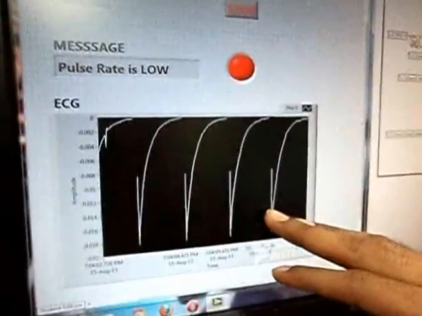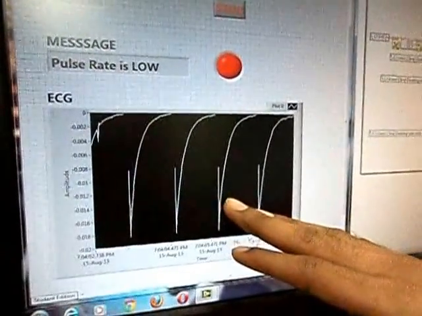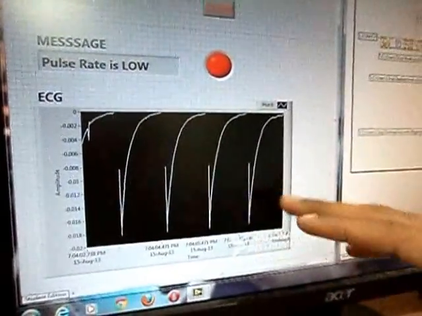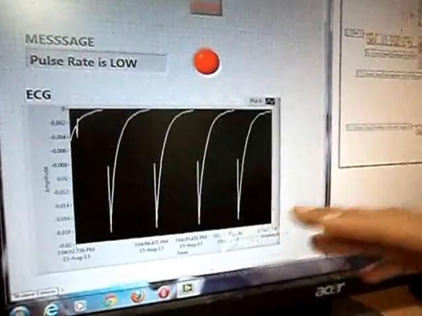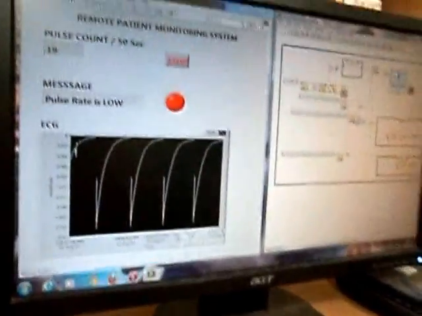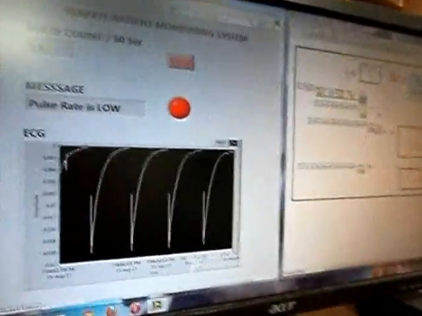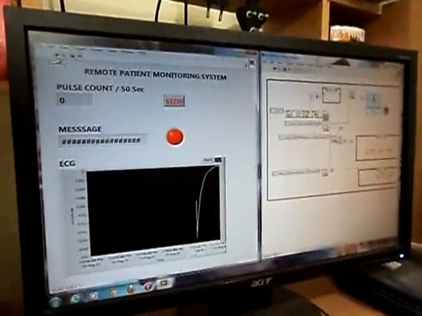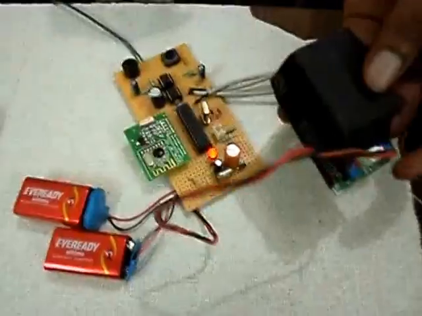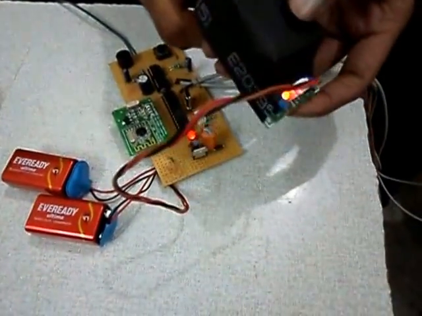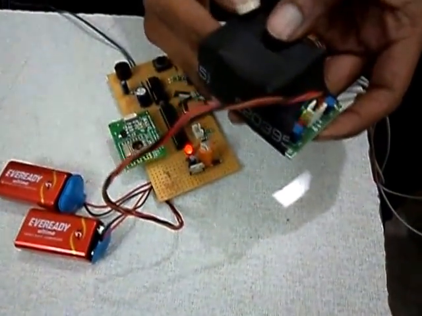This is an ECG module which indicates the patient's ECG waveform, the PQRST waveform. Still we have not run the module. Now we will see how to. First we will see the pulse. Let us consider I am the patient.